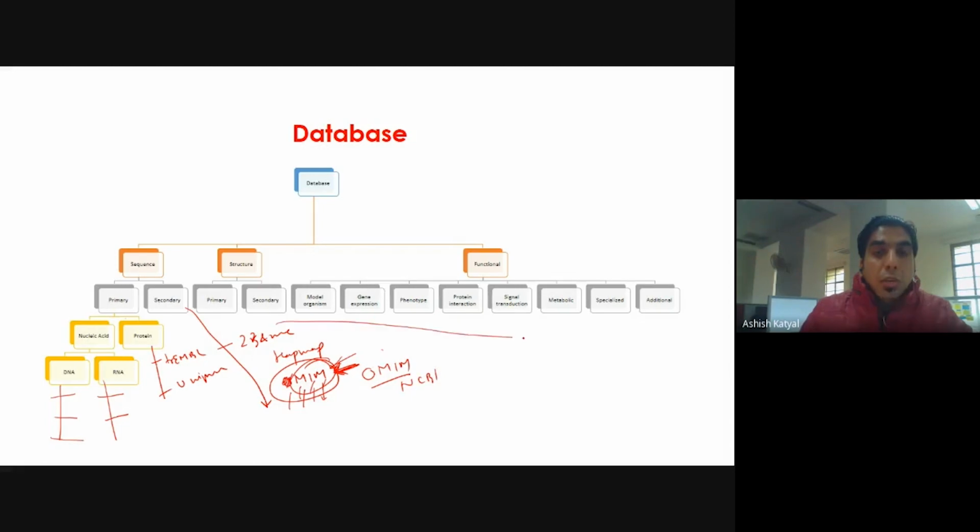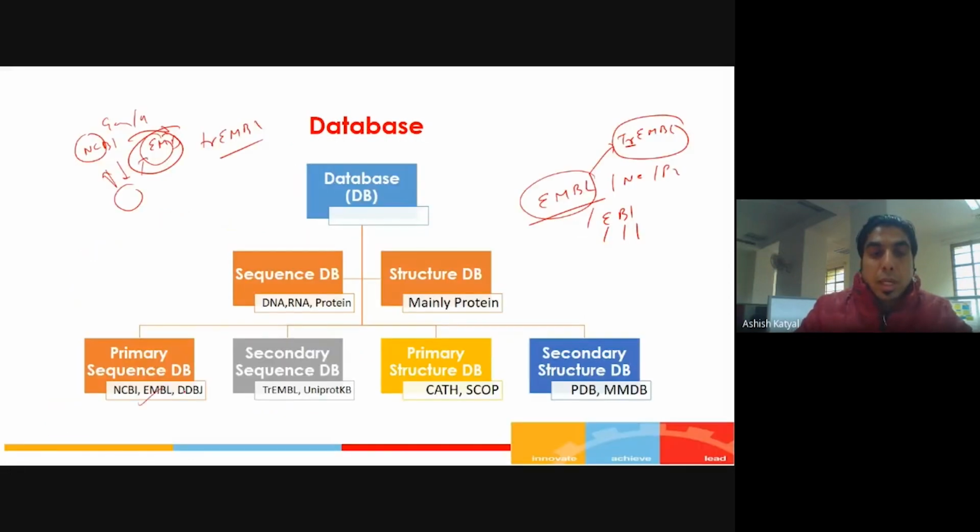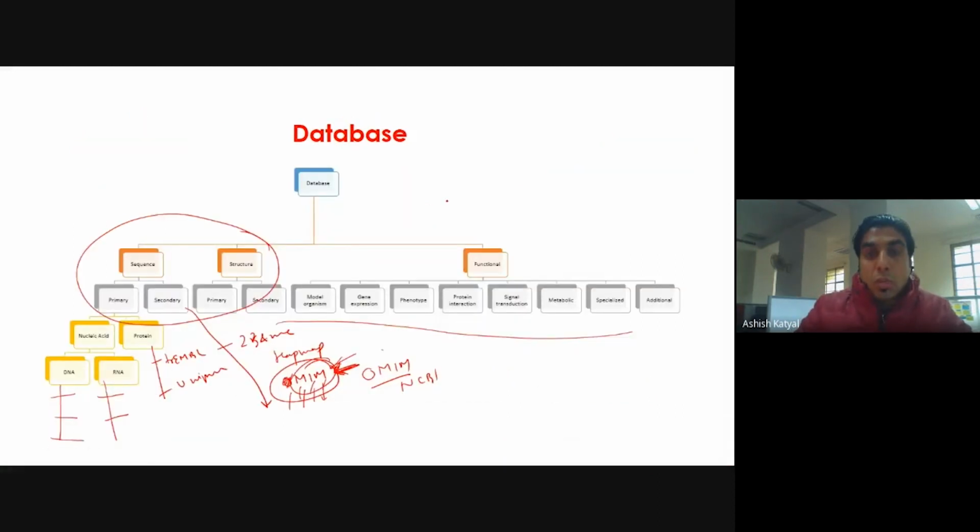So there are various kinds of databases available. You have to primarily focus on these two, which I told you in the last slide. You should at least know the major types of databases that are available in case of bioinformatics. So primarily we are today focusing on NCBI. I have told you and shown you also what NCBI is.